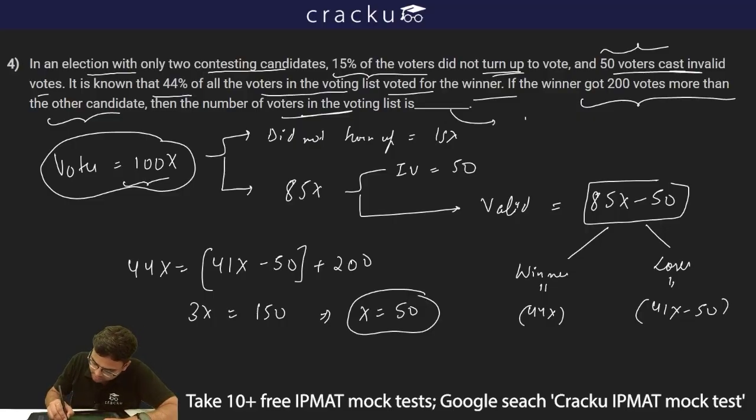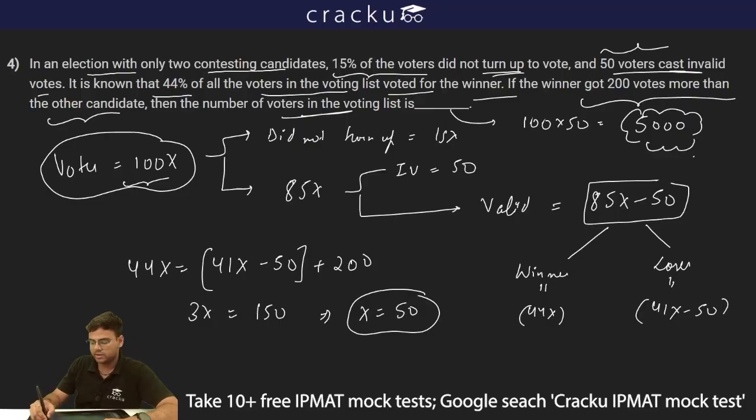So total number of votes will be 100 into 50, which is equal to 5000 votes. This will be equal to 5000 votes, and thus this is the correct answer.